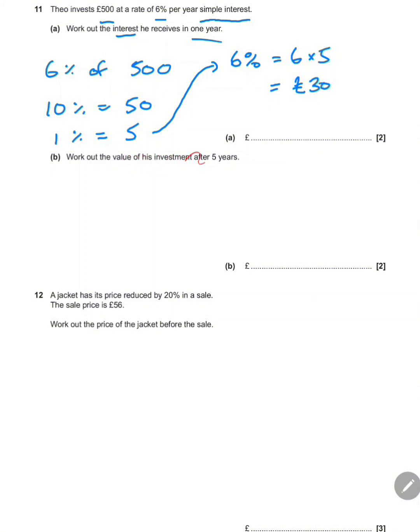Part B says work out the value of his investment after 5 years. And this is where we look at the simple interest part. Simple interest just means every year he's going to get the same amount of interest. So for 5 years, he will just get 5 lots of £30, and 5 times 3 is 15. Whack that 0 on the end. He gets £150.